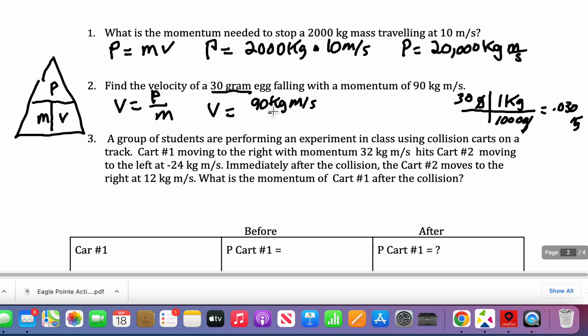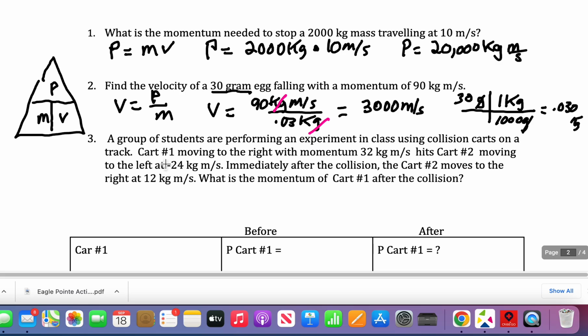Okay, now you can come back over here, and velocity equals the momentum, 90 kilograms meters per second, divided by 0.03 kilograms. And so one good thing about writing the units, you should see that the kilograms cancel, and that leaves you with meters per second. So if you forgot and had grams down here, then it wouldn't cancel. So then anyway, you could do the math there, and you would get 3,000 meters per second. Wow, that's a fast egg. All right, number 3.